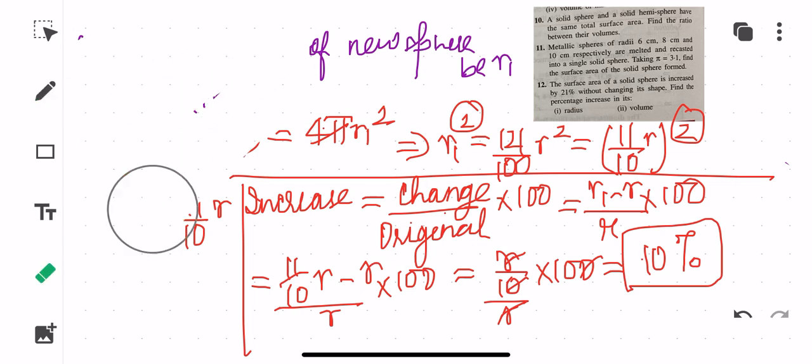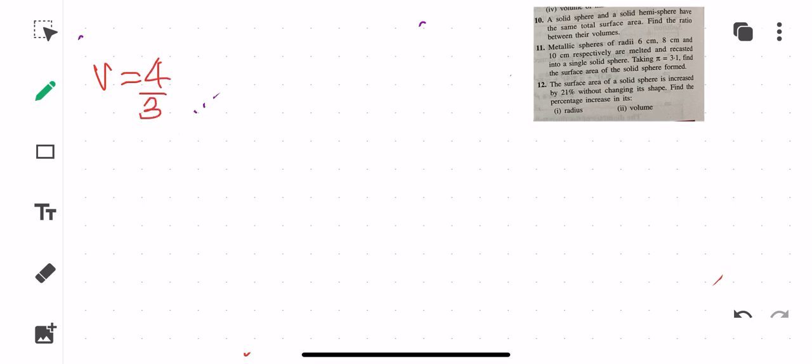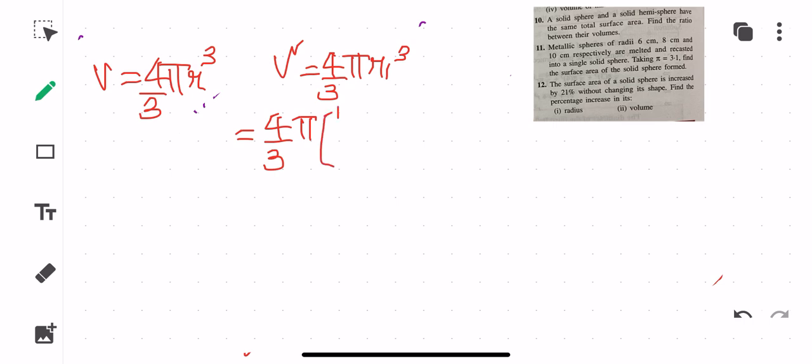For that you will take what? See, 10% is the radius which is increasing. Now the original volume is 4 upon 3 pi r cube, and then the new volume v dash will be equal to 4 upon 3 pi into r1 cube. So this will be equal to 4 upon 3 into pi into r1, which is how much, children? We have calculated 11r upon 10, cube. If you want you can open this, or you can leave it like this, but since we have to find out the difference, I'll be calculating the difference here.